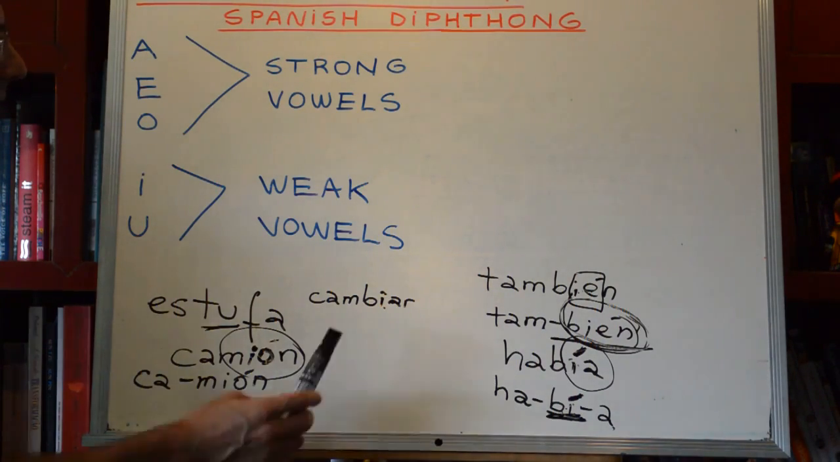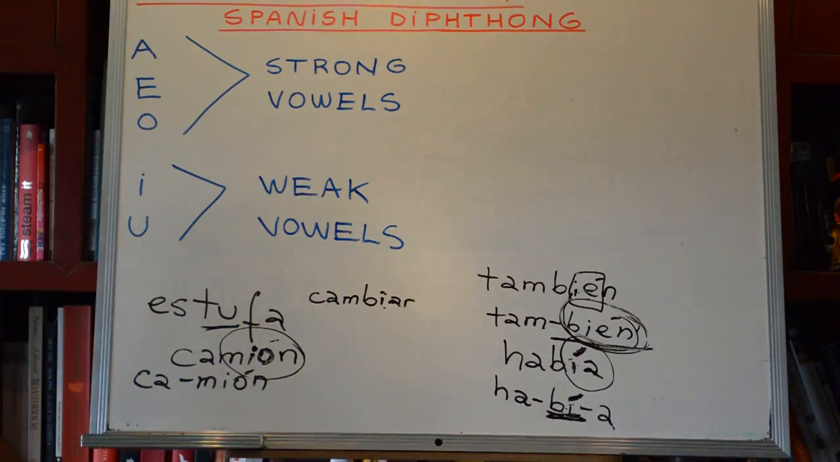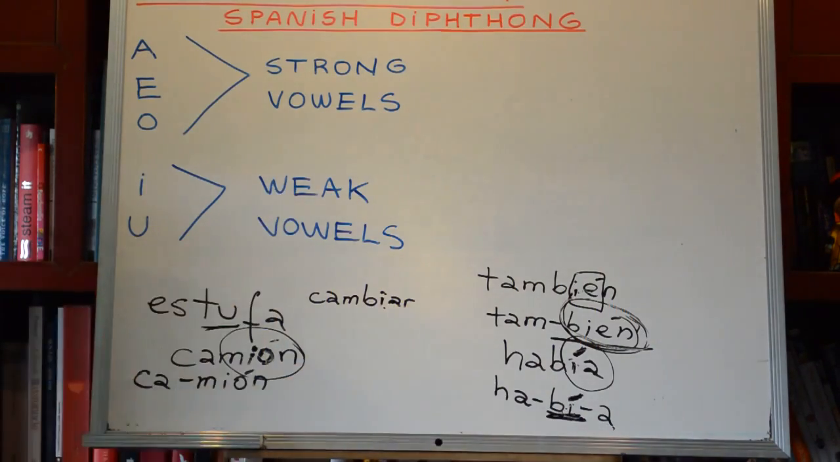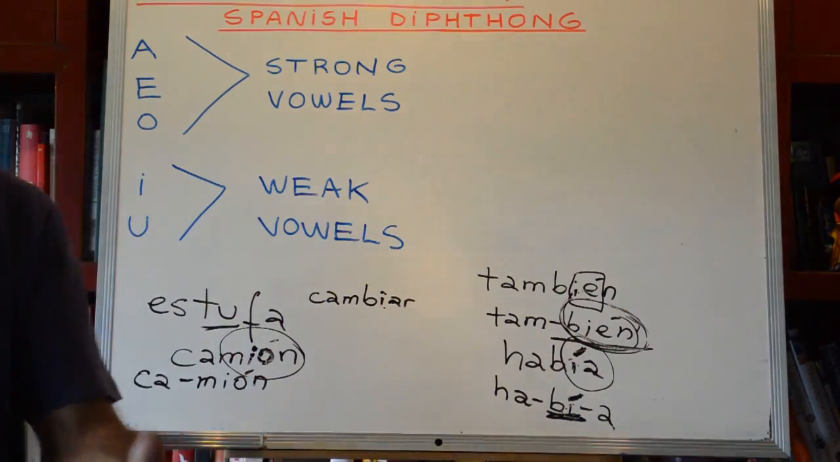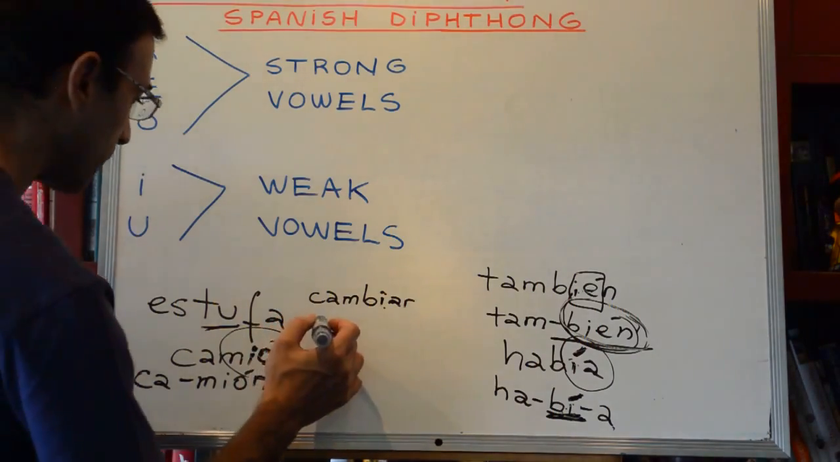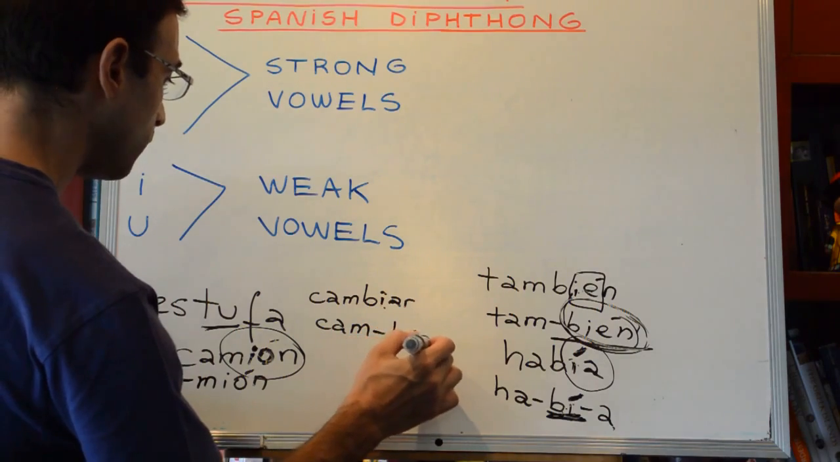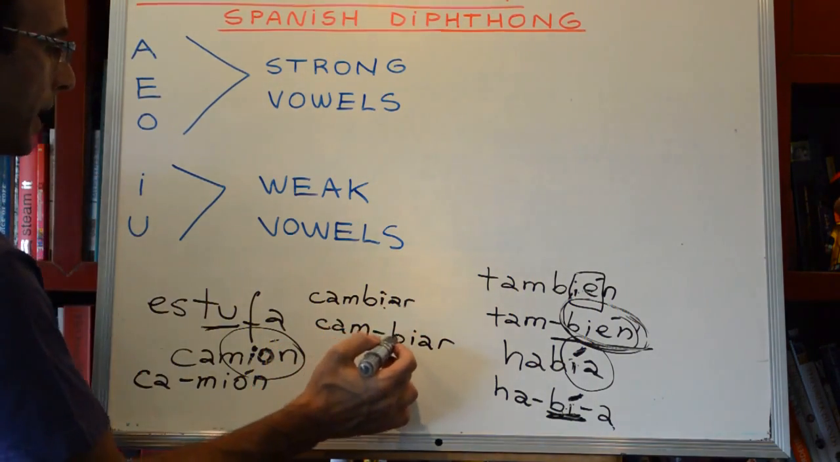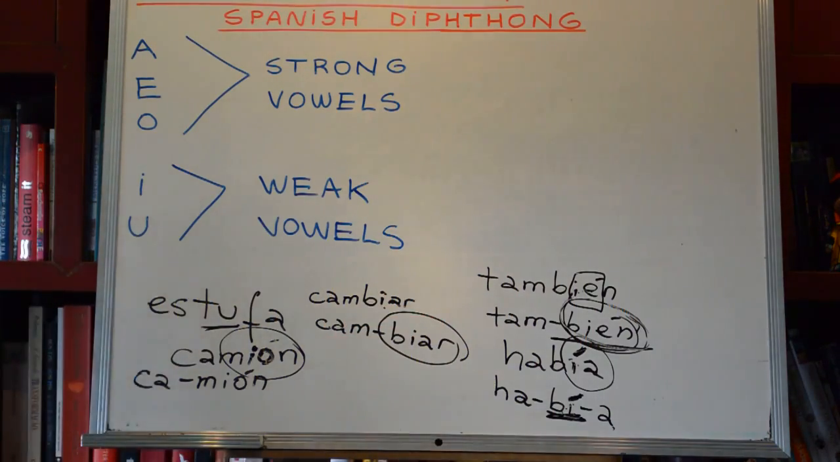So, we still have a weak vowel with a strong vowel. Remember that a weak vowel cannot be separated. Why? Because it's weak. It needs to be together with the other one. So, when we separate this in syllables, we leave these two together. Cambiar. Biar. So this is a diphthong. Diphthong. Right?